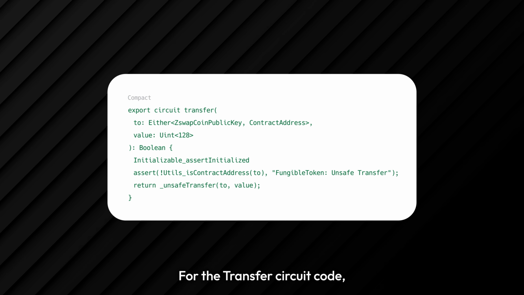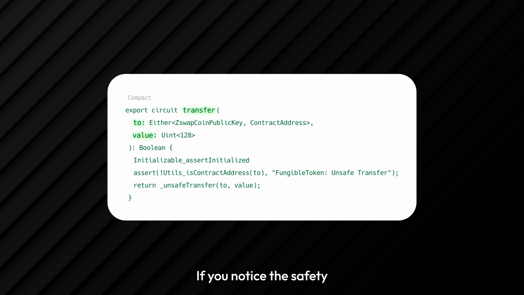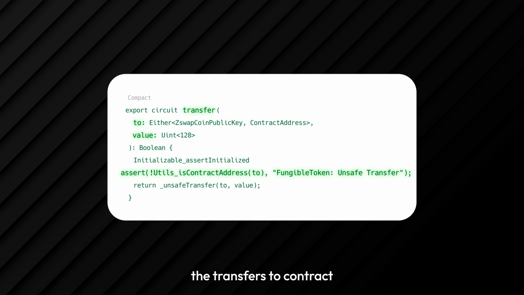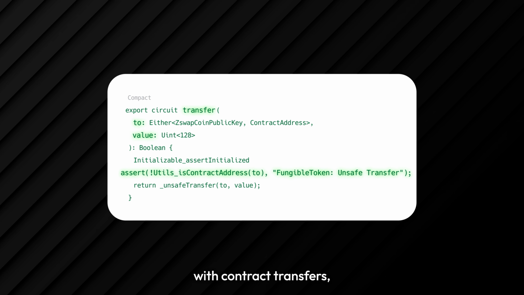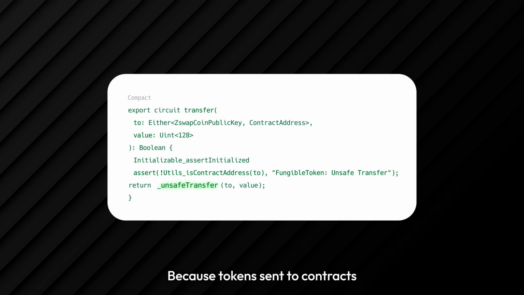For the transfer circuit code, let's take a look at the core operation. You have the transfer function where you could specify the to address and also the value. If you notice the safety check here in the code, the transfers to contract addresses are blocked because contracts can't currently receive tokens safely. If you need to experiment with contract transfers, there is a function called _unsafeTransfer, but you have to use that carefully, because tokens sent to contracts may be unrecoverable.